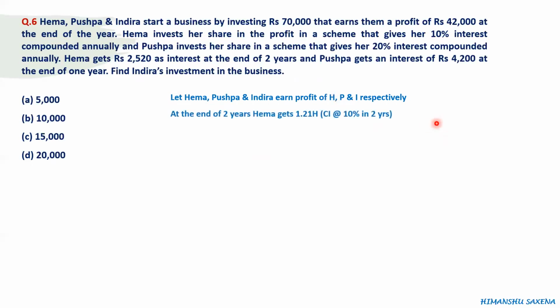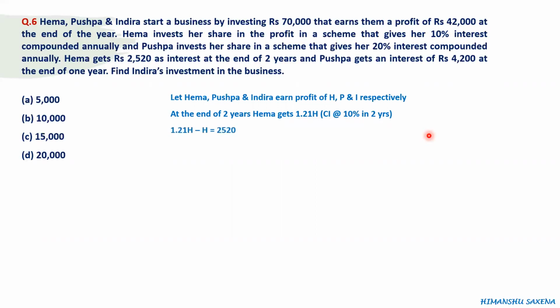Now at the end of 2 years, how much does Hema get? Hema is investing in a scheme at 10% interest compounded annually, and she's investing it for 2 years. So Hema will get H into (1 plus 10%), or 1 plus 0.1, raised to power 2, because it is invested for 2 years. So 1.1 raised to power 2 becomes 1.21. So she is getting 1.21 H at the end of 2 years, right? Compound interest at the rate of 10% in 2 years.